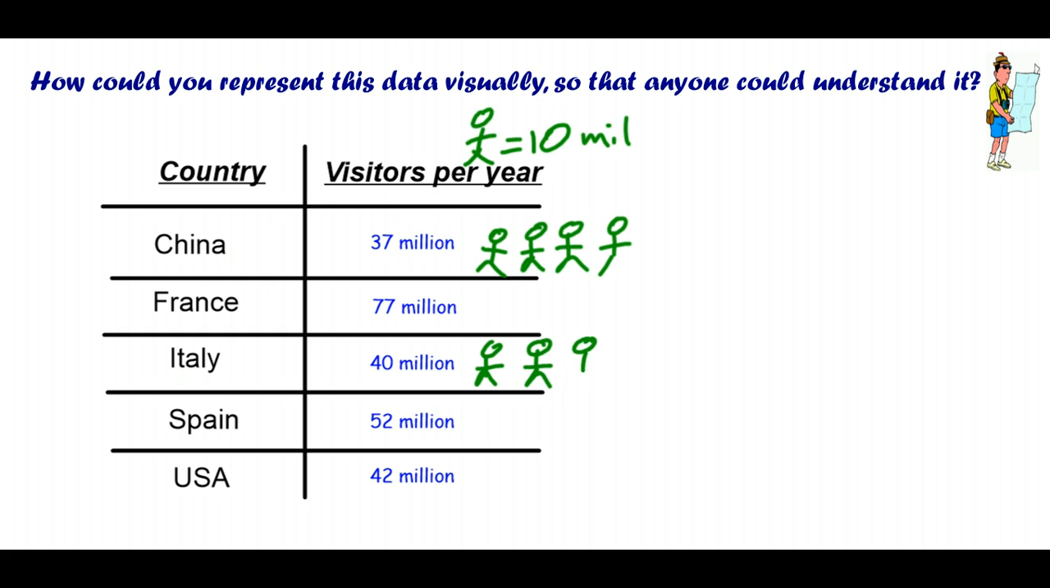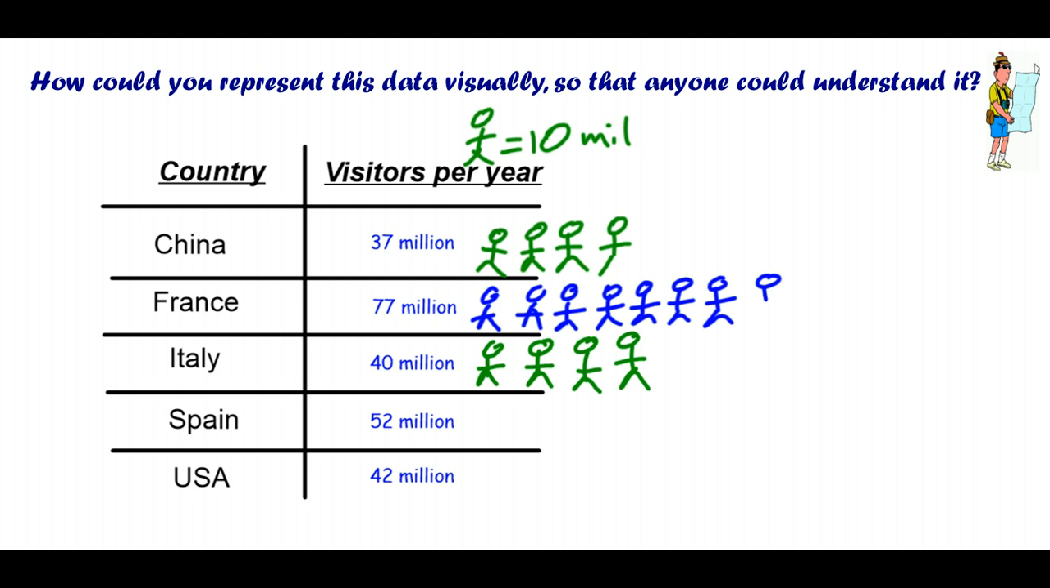Italy, for example, has 4 full people. France, on the other hand, if we were to look at it, would have not only 4, but would have, let's make this easier, 1, 2, 3, 4, 5, 6, 7, and another awkward part of a person for 77 million, etc. This could be a very easy way to visually represent it, but it could also be a very tiring way if we were looking at drawing lots and lots of little pictures.